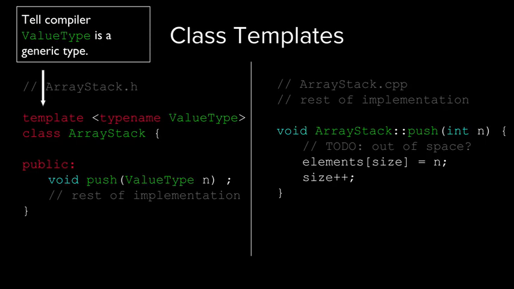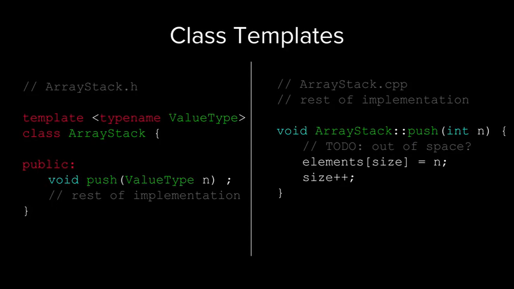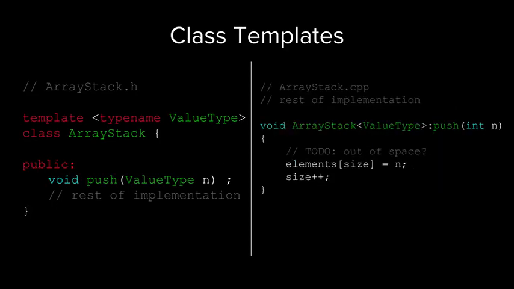And then you have to do the same thing in the .cpp file. You have to firstly change the ArrayStack object to be ArrayStack<ValueType>. And then above this function implementation, you also have to say ValueType is a templatized type. So it's kind of annoying where for each function you have to prefix it with template typename ValueType and then change ArrayStack to ArrayStack<ValueType>. I guess there's a typo because this should also be ValueType, but ignore that.